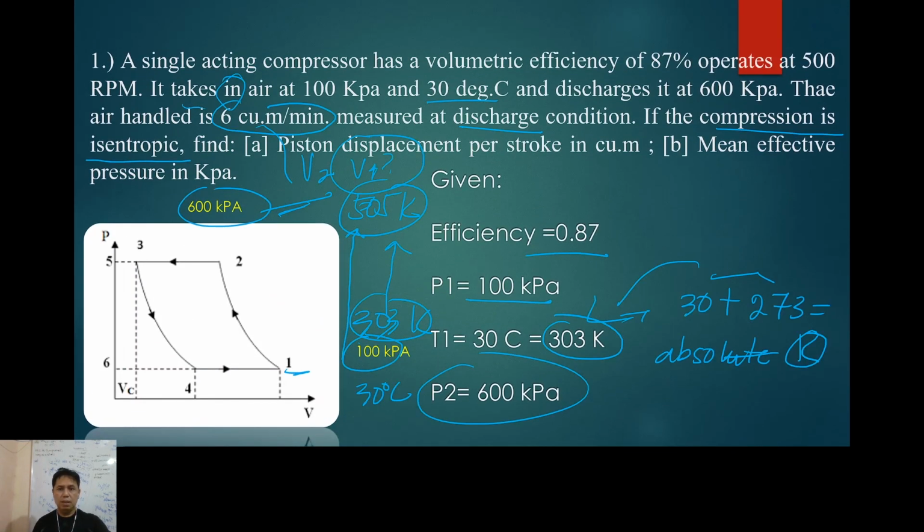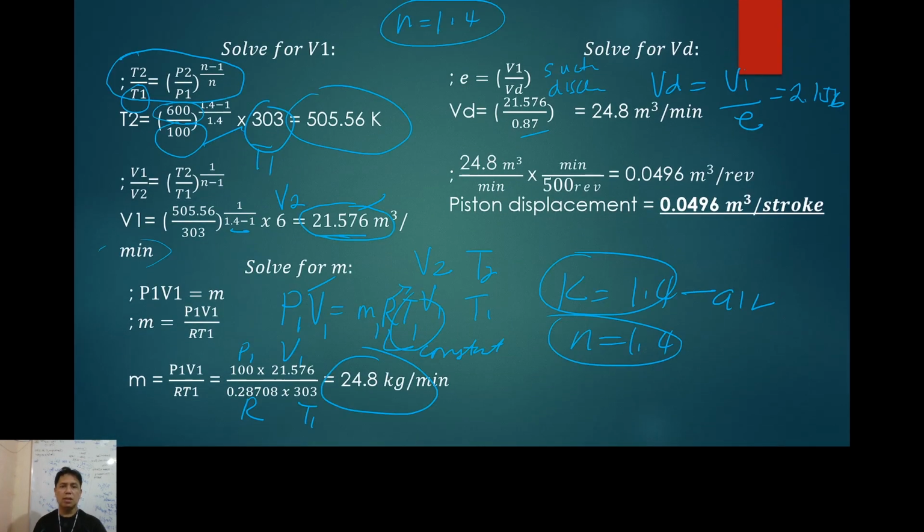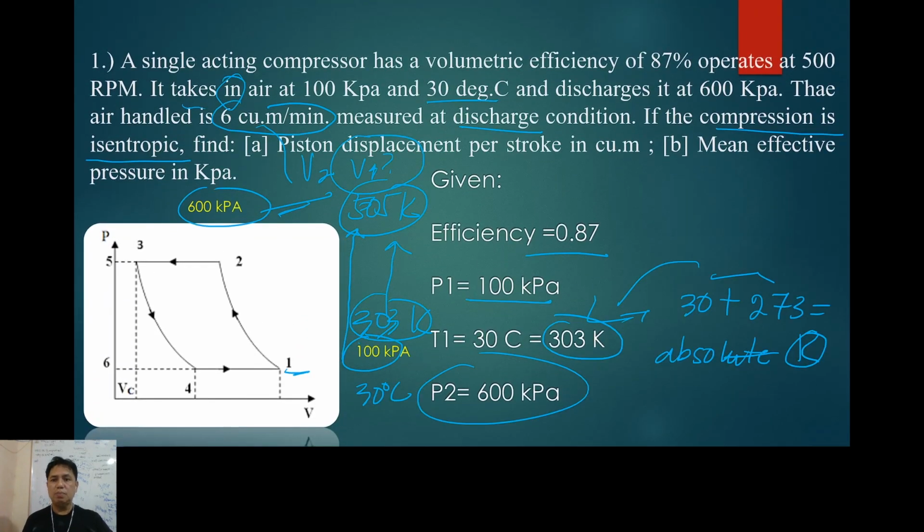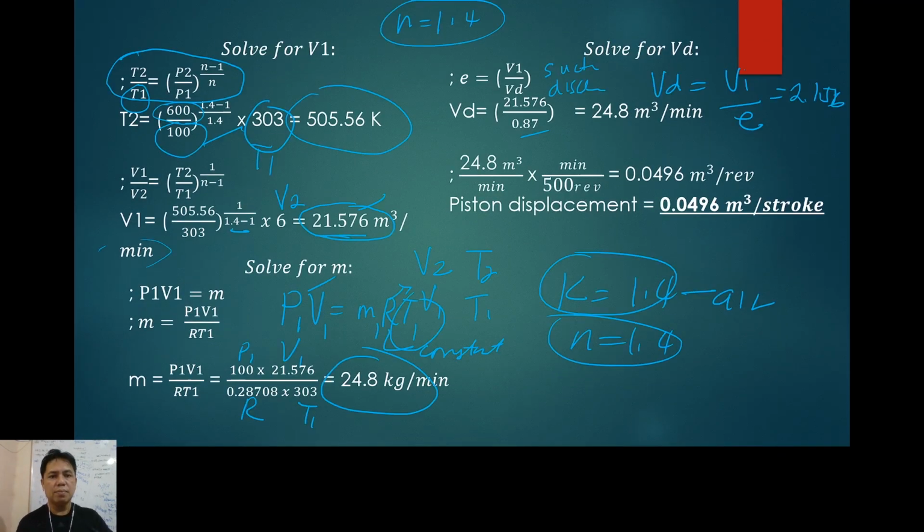What is being asked is per stroke, cubic meter per stroke, no? So we have here, because we have a given of 500 revolution per minute. So we are given 500 revolution per minute. We have to calculate that by converting this, so revolution per minute and minute will be cancelled.